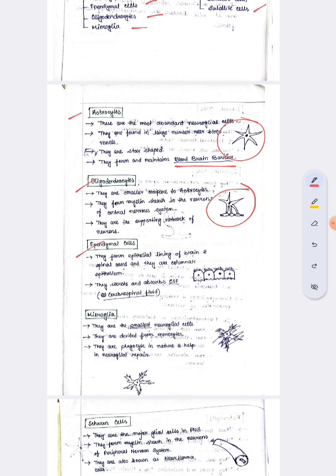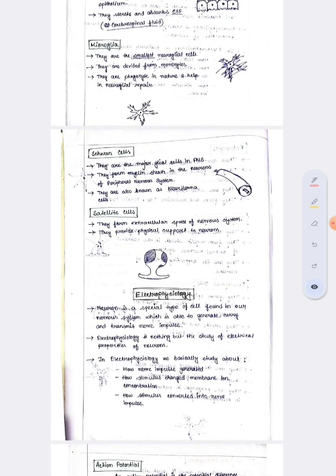Ependymal cell. They secrete and absorb CSF, cerebrospinal fluid. They form the epithelial lining of the brain and spinal cord. Microglia. They are the smallest neuroglial cells. They are derived from monocytes.